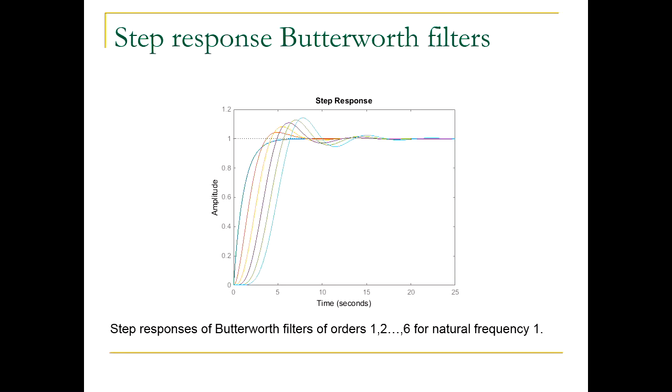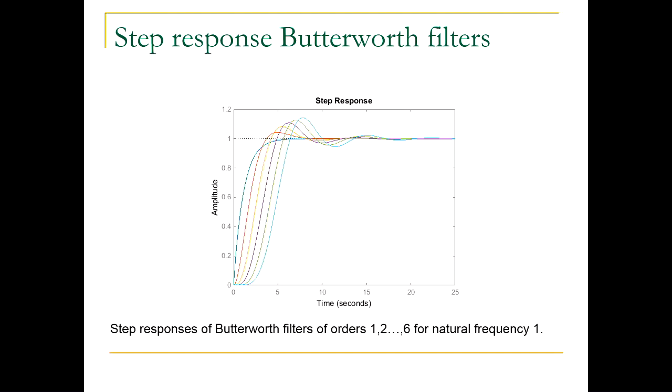So you can see that the higher the order, you will have more and more overshoot, but they all settle at the steady state equal to 1. So the higher the order, they would oscillate more, and there will be more overshoot. The first order filter doesn't have any overshoot. It's just an aperiodic response. You have just one real pole.